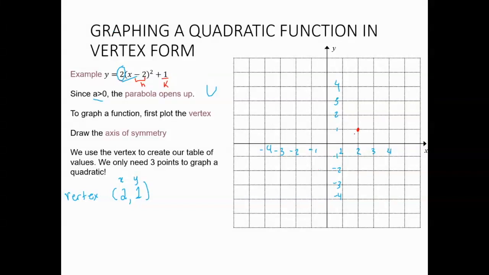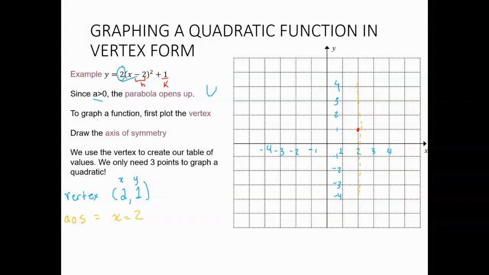So there's my vertex. Now I'm going to draw my axis of symmetry. The axis of symmetry, we sometimes say AOS, is going to be x equals whatever my x value is. It basically means the vertical line that runs through this x value. So my axis of symmetry is x equals 2.